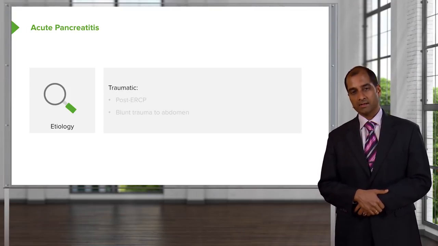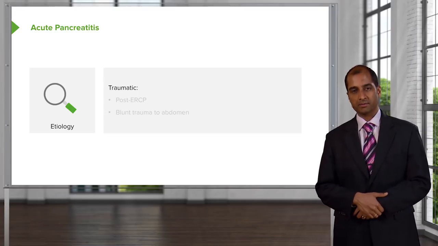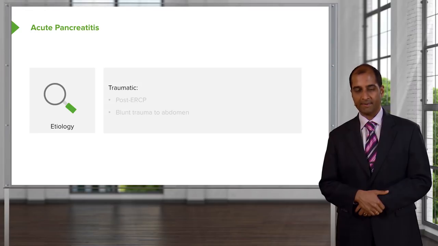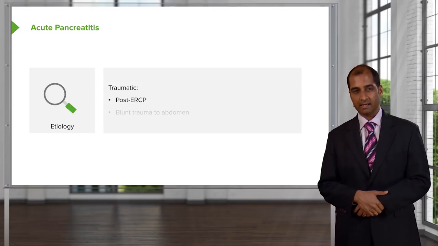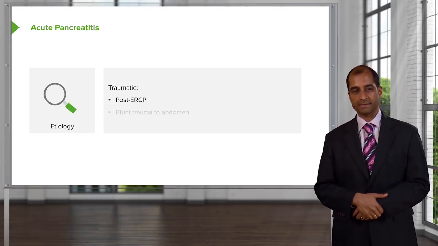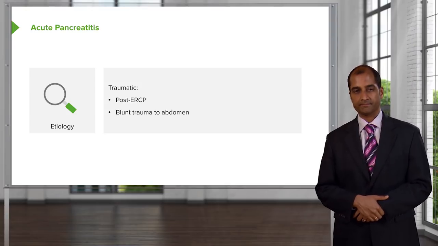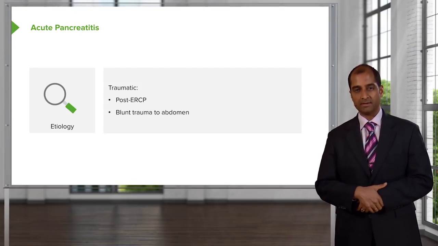Interesting enough, you were performing a procedure in which you were trying to identify the pathology in your bile duct. In the process, you actually ended up causing damage to the pancreas. That's a risk factor when implementing endoscopic retrograde cholangiopancreatography, that post-exam, you might actually bring about damage to the pancreas or just straight-up blunt trauma to the abdomen.